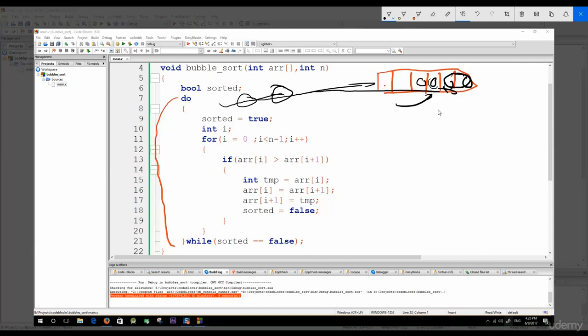And pushing every number requires an operation. For that reason, the outer loop takes n operations, and then the inner loop takes n operations. So the combination of them is n squared operations.